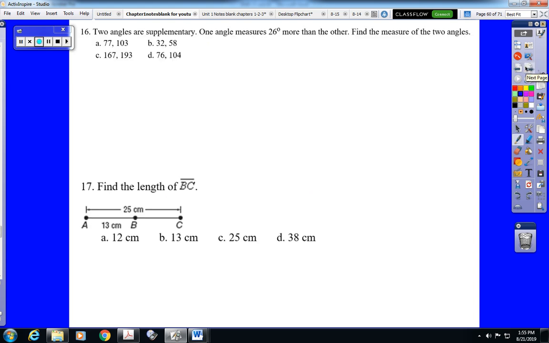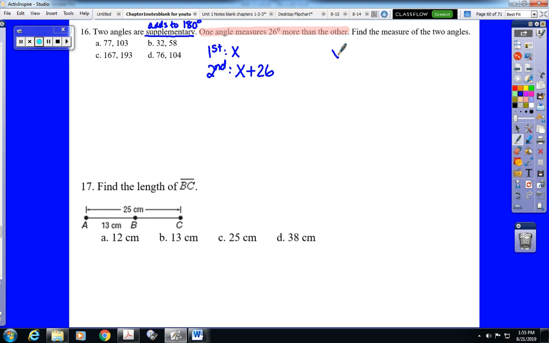Number 16 is similar to one we saw earlier, except instead of complementary, now it says supplementary, which means adds to 180. Also, instead of being given expressions for both, we are given a single expression that relates the two. We have that one angle is 26 degrees more than the other. So this is like the ones in our notes. We're going to let the first angle be x. The second angle would be 26 more than x, or x plus 26.